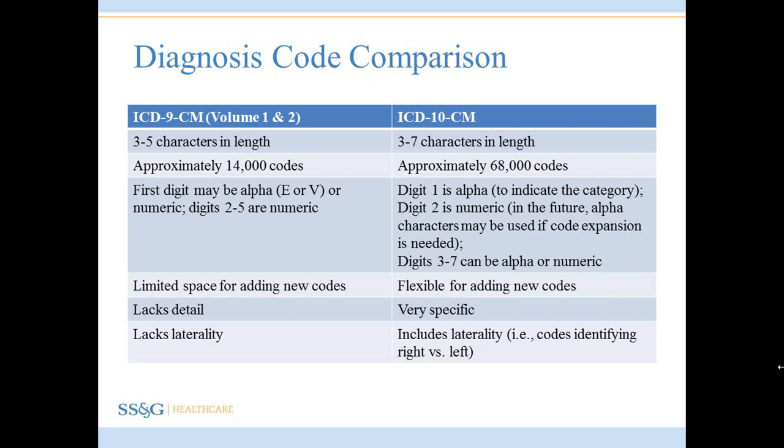Later on you're going to find out that some of the codes may need an additional placeholder, like an X. It's filling in that place in case they ask you for a 7th digit. We'll talk a little bit about that later as well. There's limited space in ICD-9, as I said, whereas with ICD-10 there's flexibility for adding new codes. ICD-9 lacks detail, ICD-10 is very specific. ICD-9 lacks laterality, and ICD-10 includes it, which is part of that expansion.